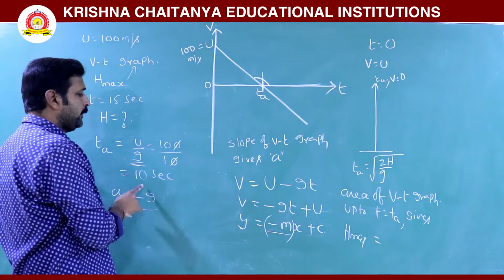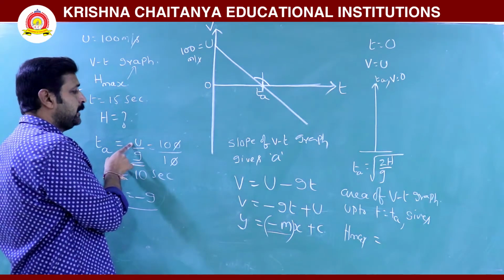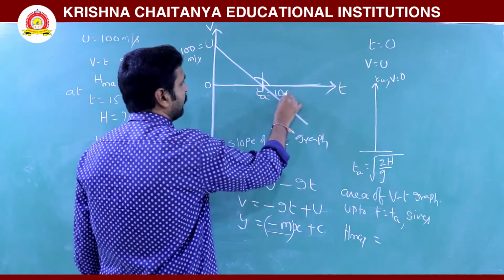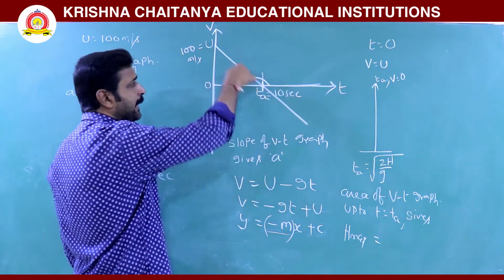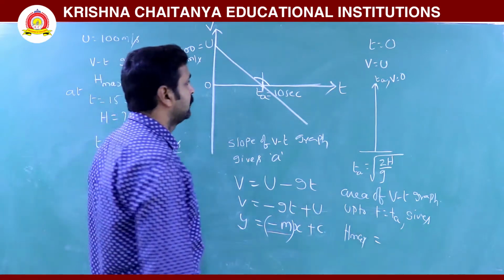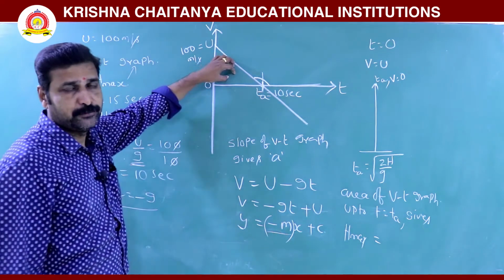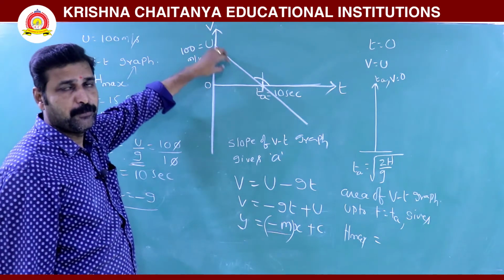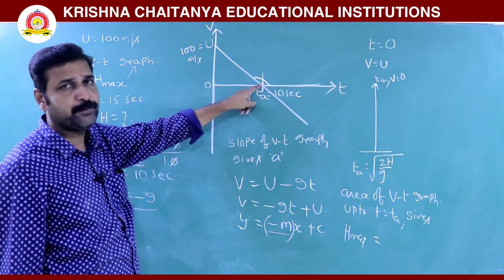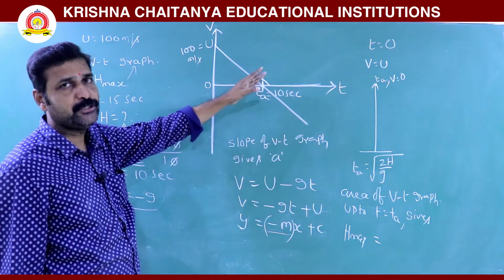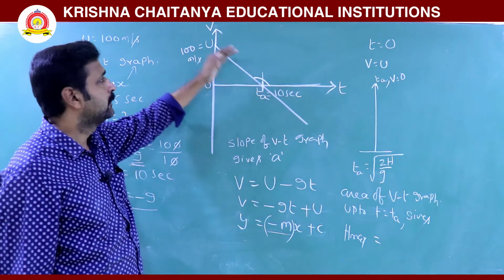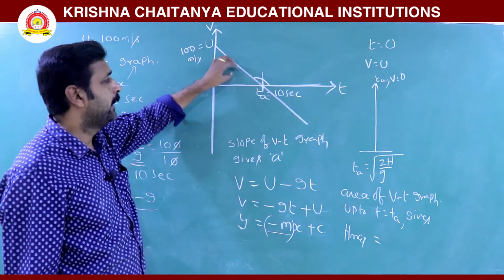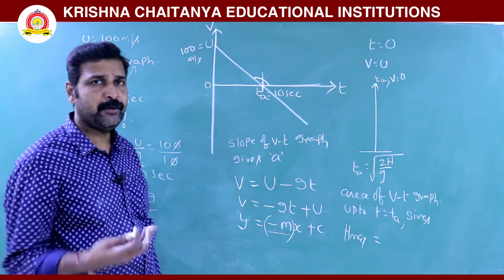Time of ascent, what we obtained from the data, time of ascent is u by g, so it is 10 seconds. Now the area, the triangle area, which is positive. Why? Because here velocity is positive, up to here velocity is positive. It decreases to 0. That means from u to 0, all values are positive for u, and time is always positive, it can never be negative.